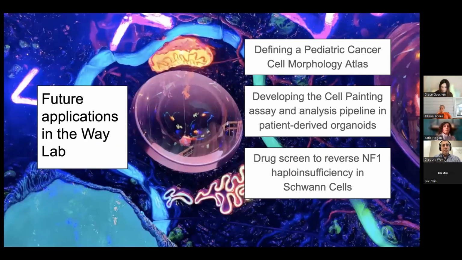So just one quick slide on some future applications that we're developing right now in the Way Lab. So we're writing a bunch of grants to do these things, and are getting started to do them anyway. Essentially, we're defining a pediatric cancer cell morphology atlas, which we think will help with finding cures for pediatric solid tumors. We're also developing the cell painting assay and analysis pipeline to perform high throughput drug screens in patient-derived organoids. We are also, like I'd mentioned with the NF1 example, hoping to soon design and implement a drug screen to reverse NF1 haploinsufficiency in Schwann cells.